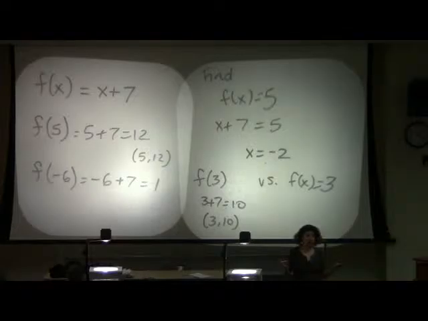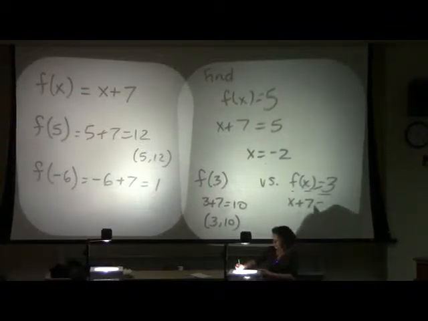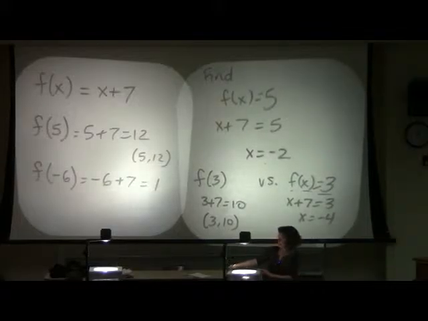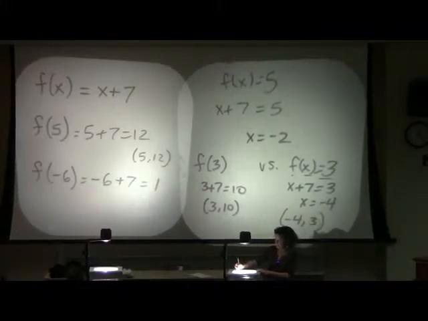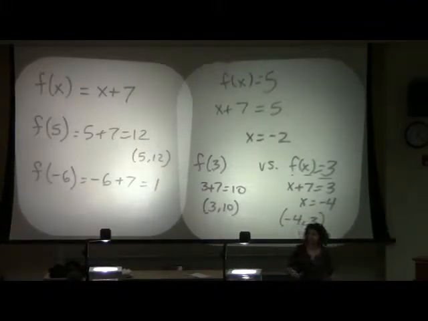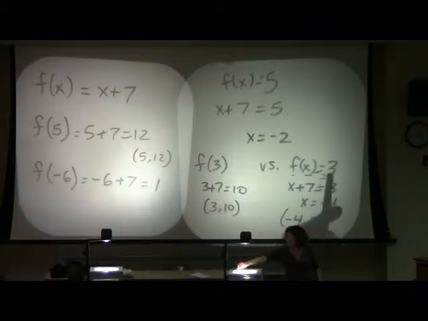You with me here? On the other hand, if we're solving f of x equal to 3, aren't I solving x plus 7 equals 3? So x is negative 4. In other words, my ordered pair here is negative 4, 3. Here you're given your x value and you're finding your y value. Here you were given your y value or your function value, and weren't you finding your x value?